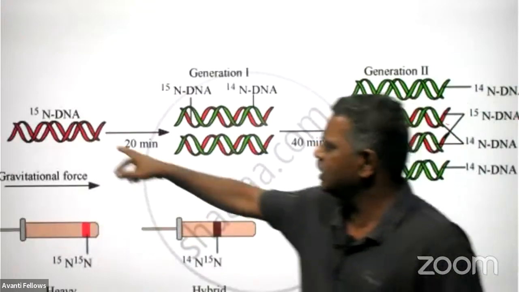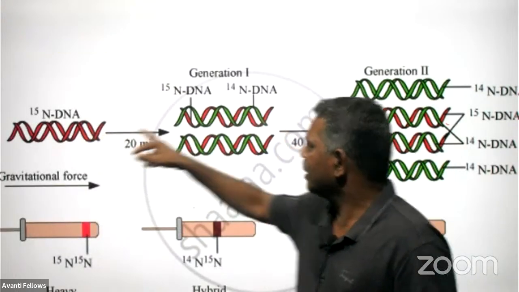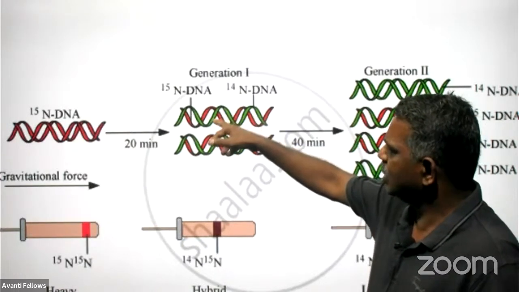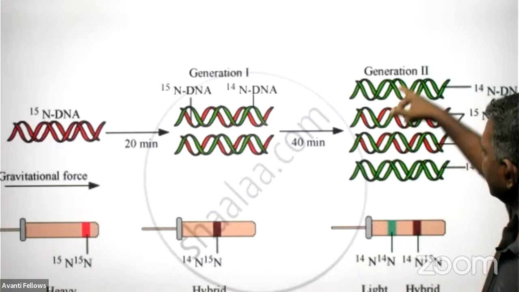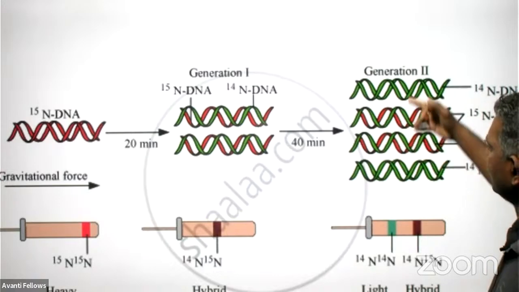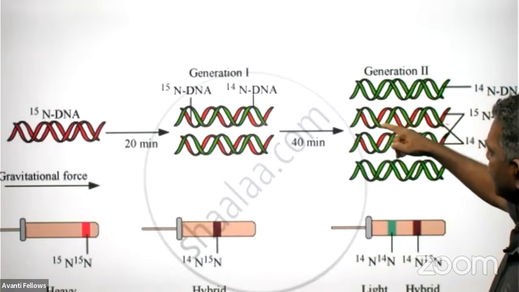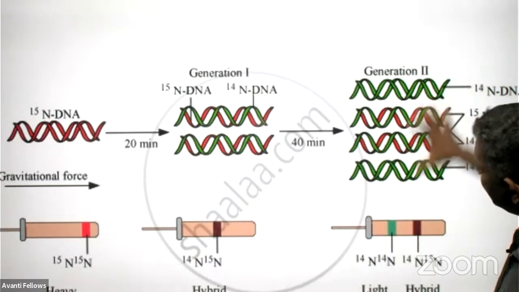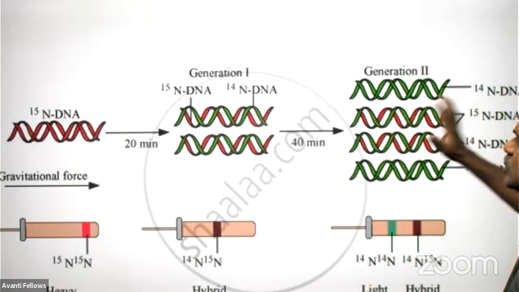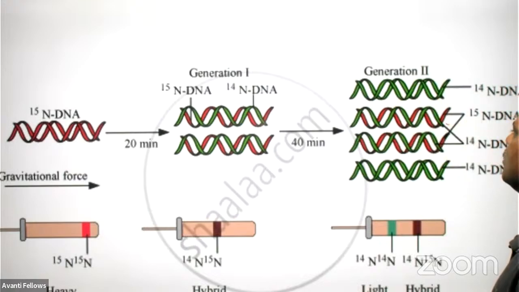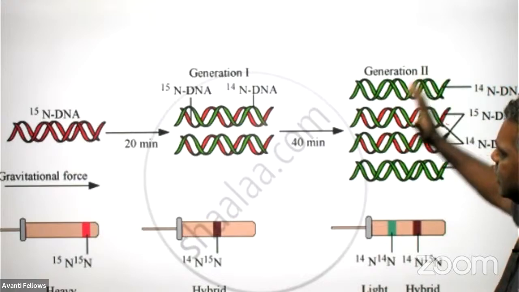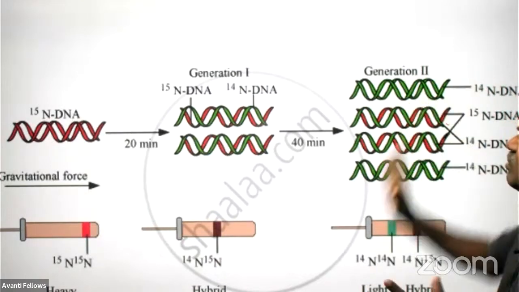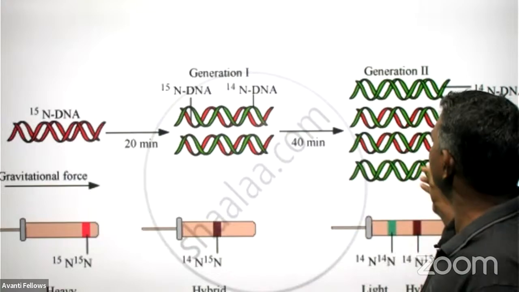In the same way, you see both the strands are heavy. In the first generation, only one strand is heavy. In the second generation, again that heavy strand is present in only two. Then in the third generation, only two. The remaining DNAs are normal. So whenever we take the DNA sample from the coming generations, there is a reduction in the number of heavy strands present in the DNA. The same thing they have seen.